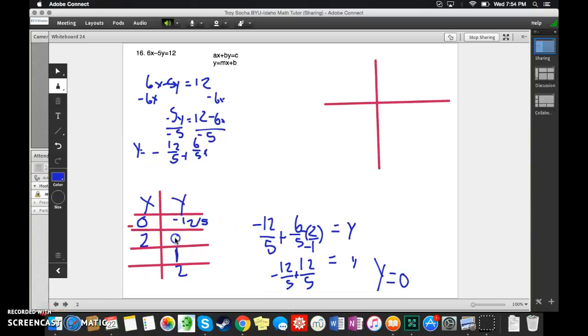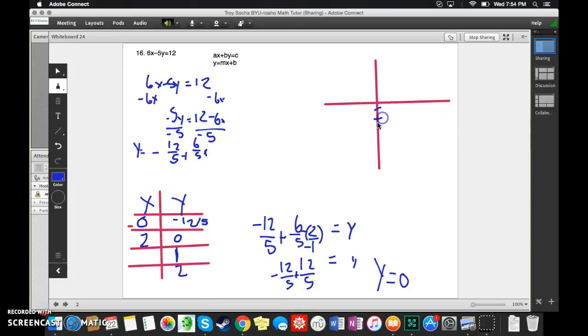Well, that's cool. I picked a good number then, huh? So that's something interesting to note. In this case, y happened to equal 0 when x was 2. But when x was 0, it didn't equal 2. Let's look at this on the graph and see what it looks like.